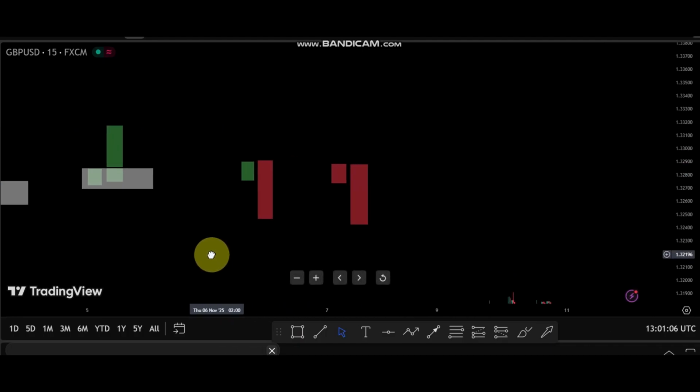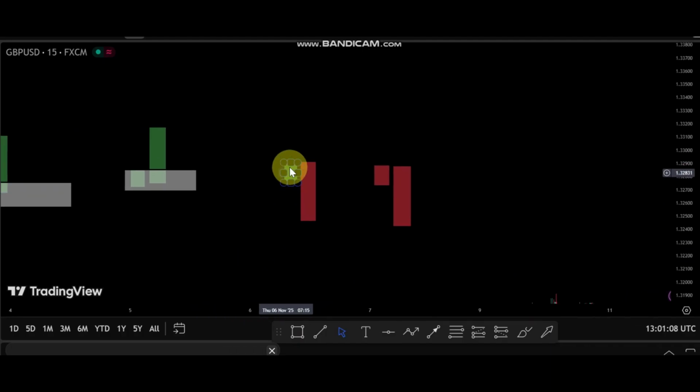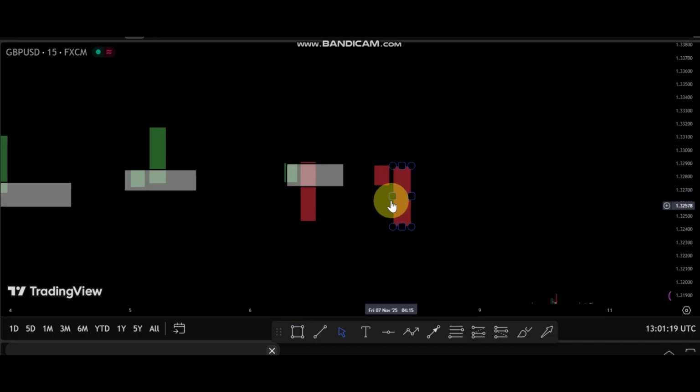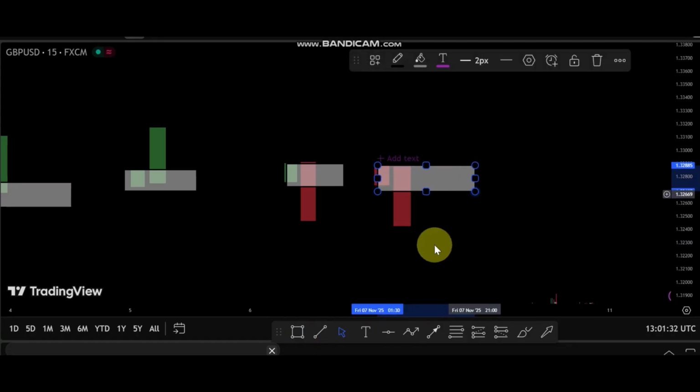While in a downward trend, this small green candle before the large red candle is our order block. So you just have to draw it out because this is our supply zone. Also, the small red candle or the weak red candle before the large red candle is also our order block in a downward trend. So I'm going to draw it out because this is our order block.